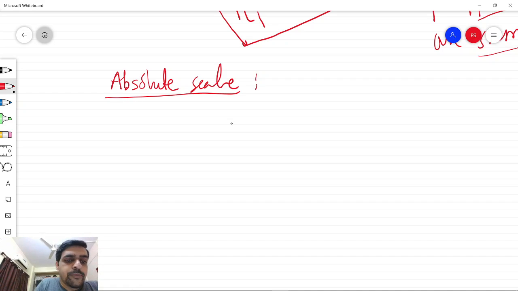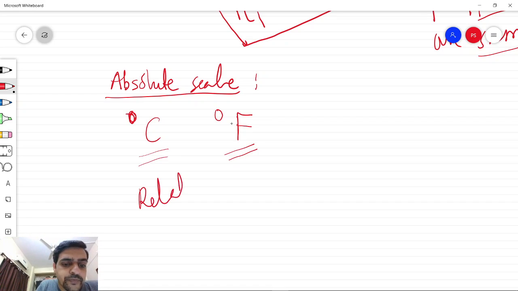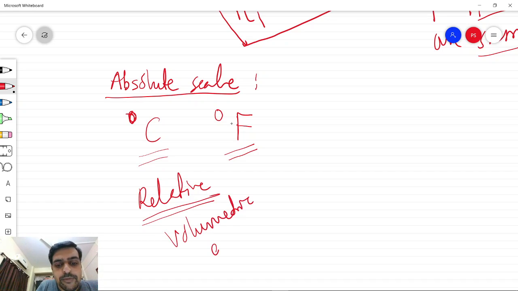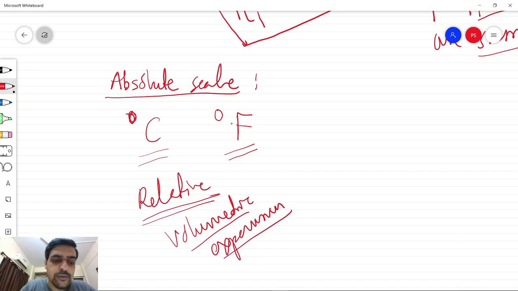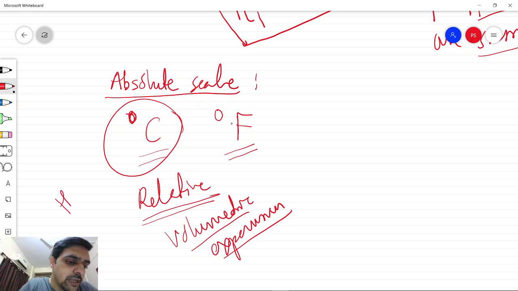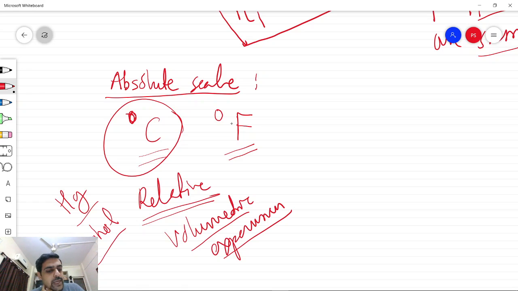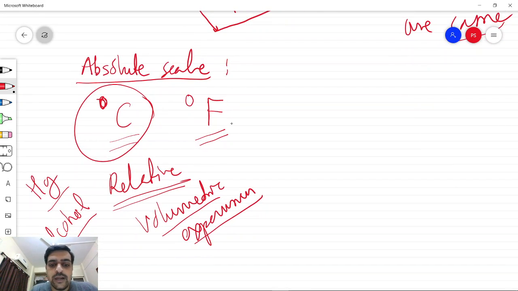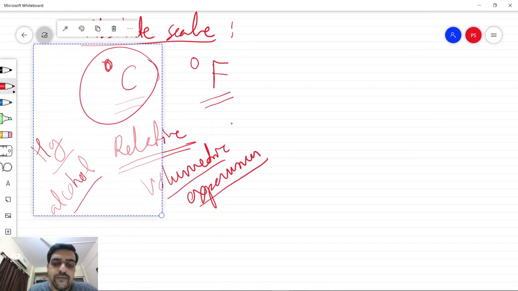Typically, the temperature scales used to measure the internal energy or the kinetic energy of the molecules inside the system are degree Celsius and degree Fahrenheit. But both of these scales are relative, that is, they depend upon the volumetric expansion of the substance used to measure the temperature. For example, a typical thermometer may contain mercury or alcohol or any other suitable material which is capable of expansion under the supply of heat.